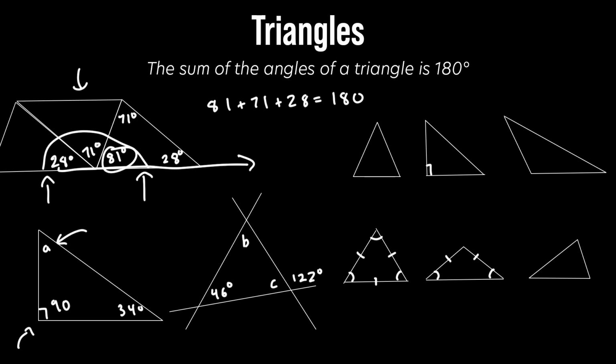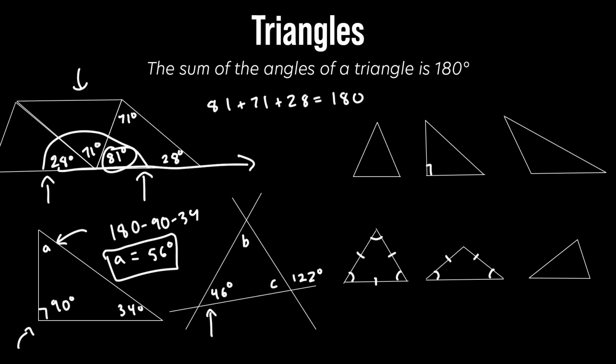So we already know this is 90, and we know the other angle is 34, so we can just simply take 180 and subtract 90 and 34, and we're going to get our answer, and it's going to be 56. So a is equal to 56 degrees. How about this triangle here? How do we solve for b and c?